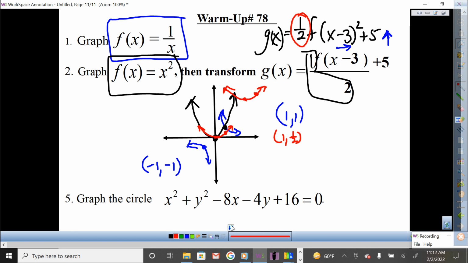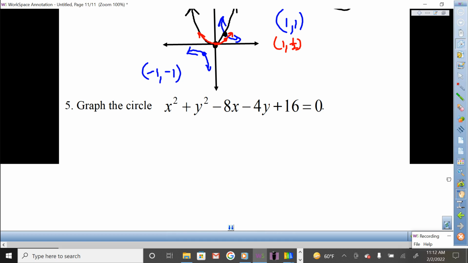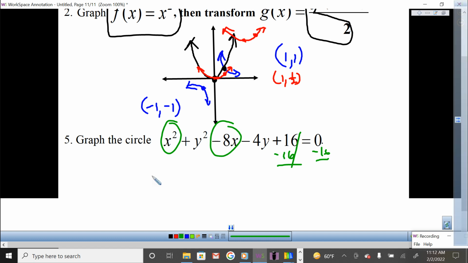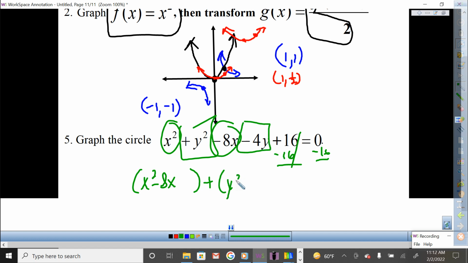And last but not least, our circle. Now, for the sake of time, you should have subtracted 16 from each side, yes? Rewrote that with that, x squared minus 8x, plus this with this, y squared minus 4y. Completed the square, yes? You wrote something here, divided by 2 squared, which was 16. So you do that to both sides. And here the same thing, and you add 4.